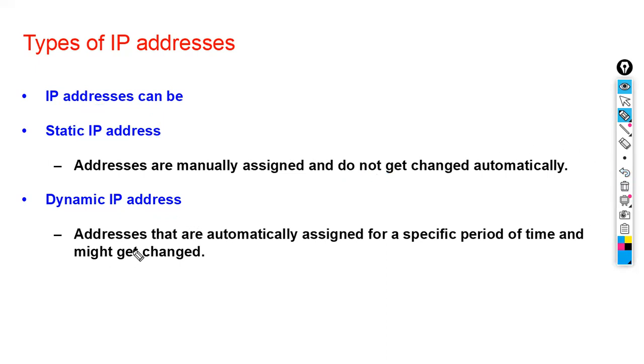And dynamic IP addresses are assigned automatically for a specific period of time and might get changed. These dynamic IP addresses are provided by the DHCP server. That is why they are called dynamic IP addresses. And these IP addresses, which are provided by the DHCP server, will get changed after a period of time. They are not permanent IP addresses.